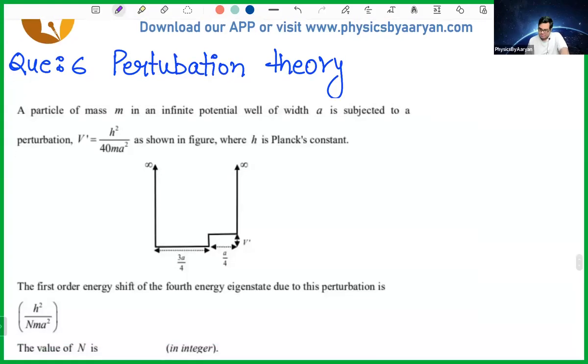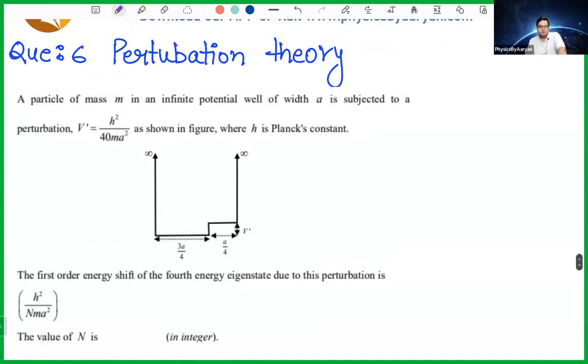Perturbation theory. Now question number 6 is from perturbation theory. Very simple question. You just need one formula and that's all. Not every time GATE gives this kind of question, but they gave the question in 2024. What they say is a particle of mass m is in an infinite potential well of width a. The perturbation is given, and you can see the perturbation exists only from 3a by 4 to a.